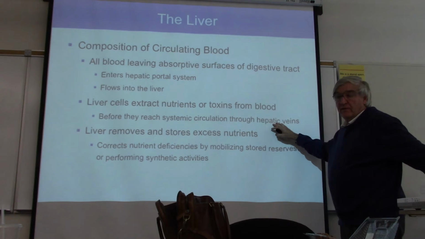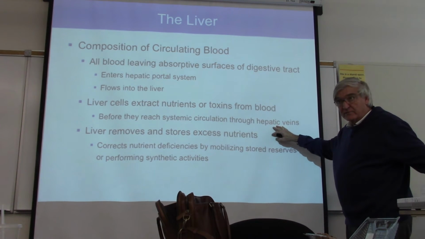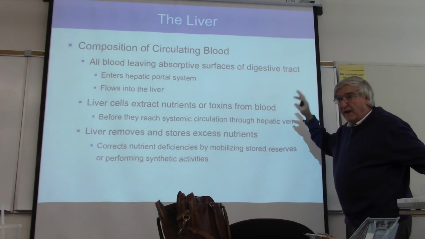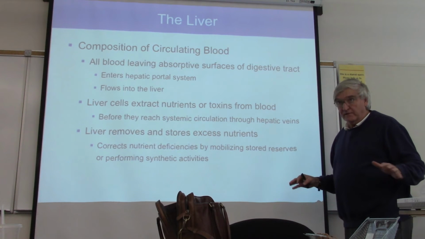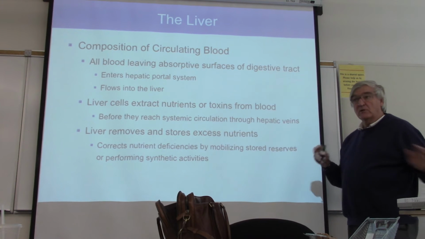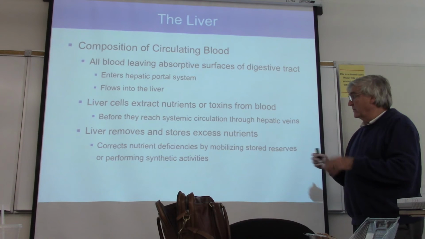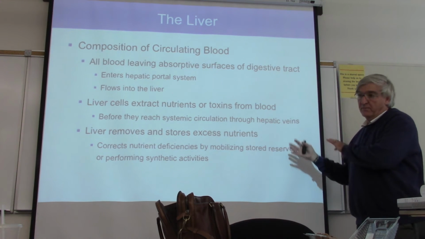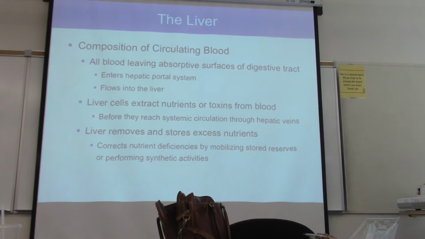Now remember, that's why I tell you you've got to be really careful about your naming. Hepatic veins and hepatic portal veins are completely different. They're on opposite sides of the liver, basically. Hepatic veins are leaving the liver and going straight into the vena cava and back to the heart. Hepatic portal veins are coming from the intestines and going to the liver. Okay, so be careful when you name those. I think we've said enough here.